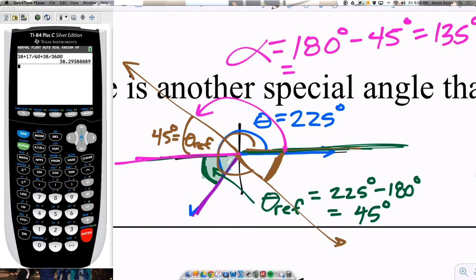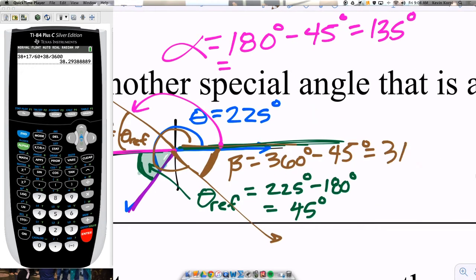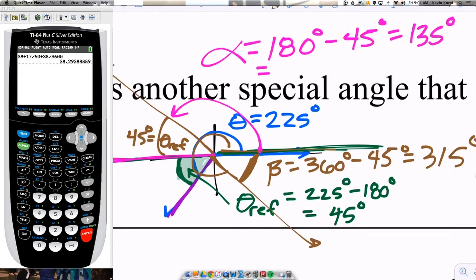If I want that measure right here to be 45, what would be the angle that gets us all the way around, stopping 45 short of a full rotation? Very good. 360 minus 45, which is 315. So what would be the reference angle for 315? 45. Very good, because there's 45 to go to get to a full rotation.